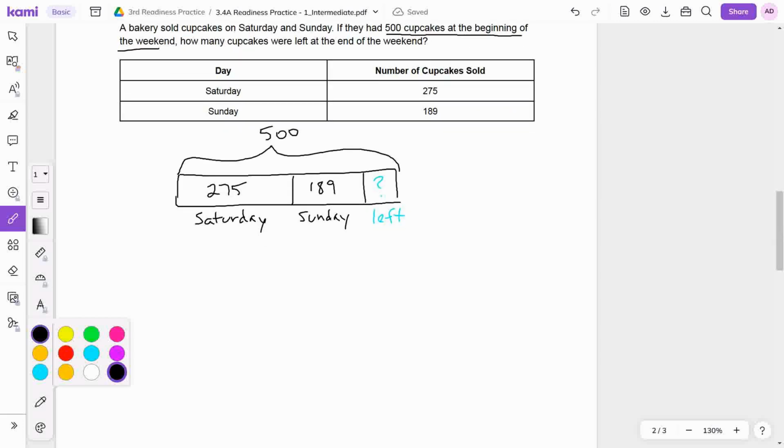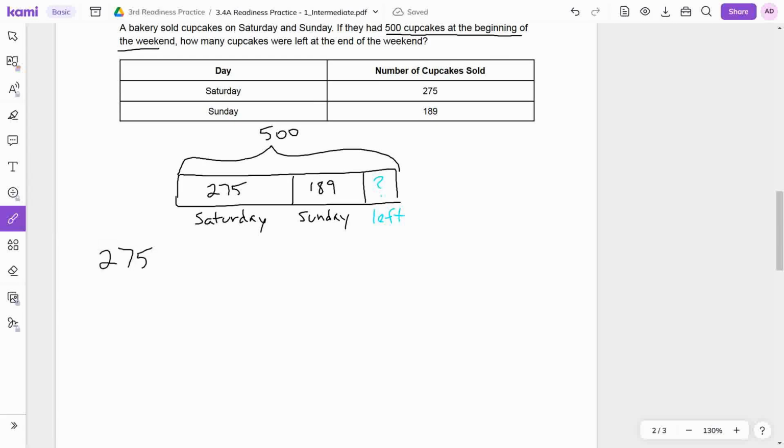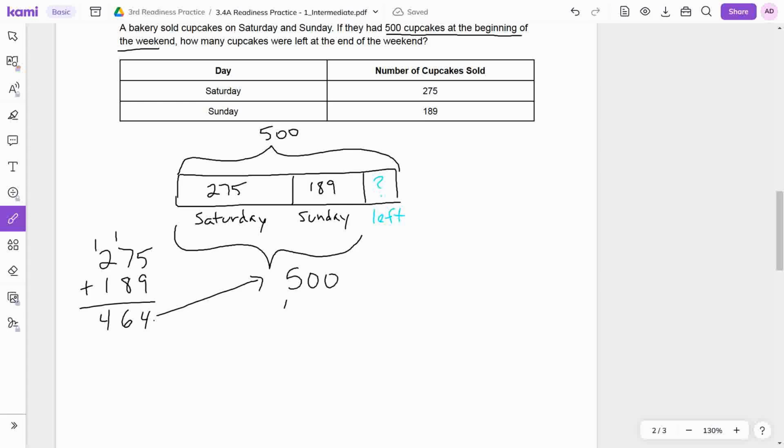All right, first, most of you will most likely add the 275 and the 189. That works. So let's use standard algorithm. 5 and 9 is 14. And that 7 and 8 is 15. Add that 1 is 16. So I've got 464. Now that 464 is simply that subtotal of Saturday and Sunday. Now I need to subtract that 464 from the 500. So we are definitely going to need to regroup on this one.